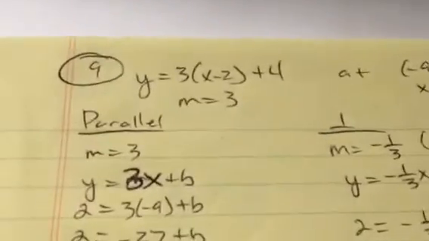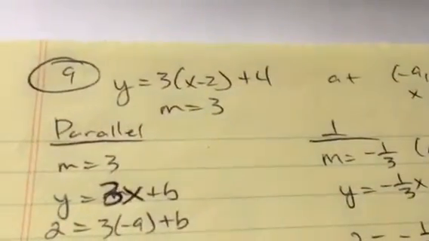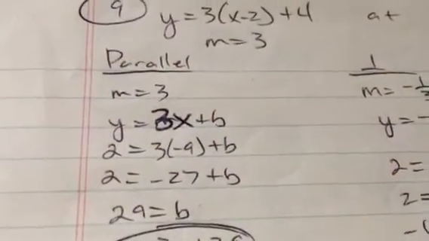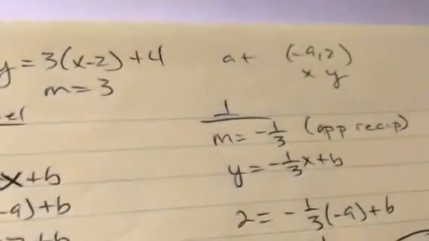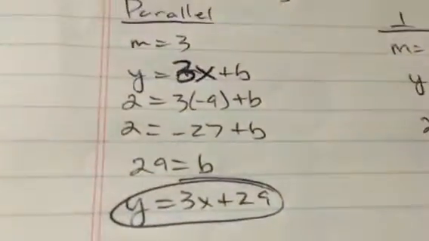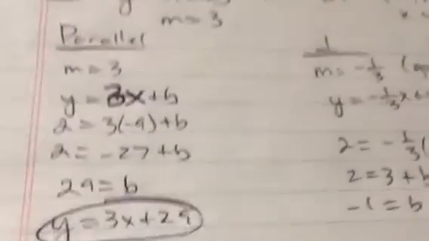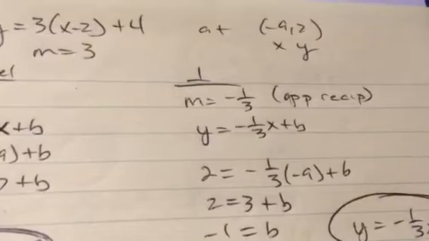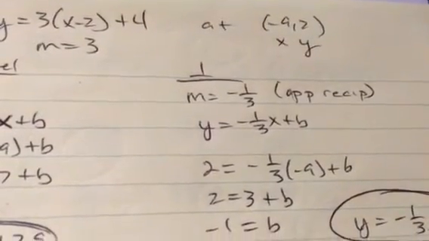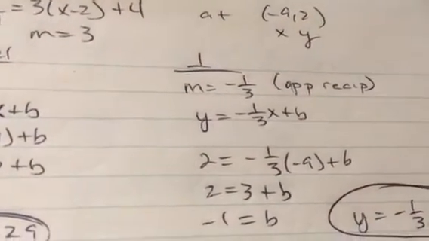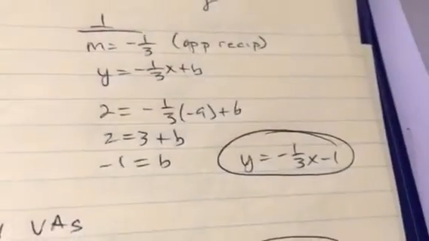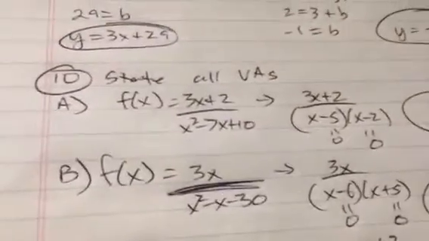Write the equation of a line which is both parallel and perpendicular to that line at that point. The slope there is 3, so a parallel line has the same slope, so y equals 3x plus b. I'm plugging negative 9 in for x, 2 in for y, and that's the equation I get. If my initial slope was 3, then the opposite reciprocal, my perpendicular line, would have a slope of negative 1/3. Y equals negative 1/3 x plus b. Plug 2 in for y, negative 9 in for x. You get that answer.